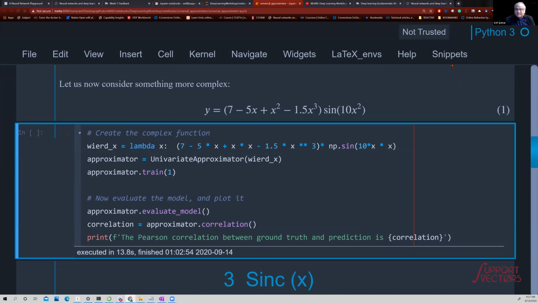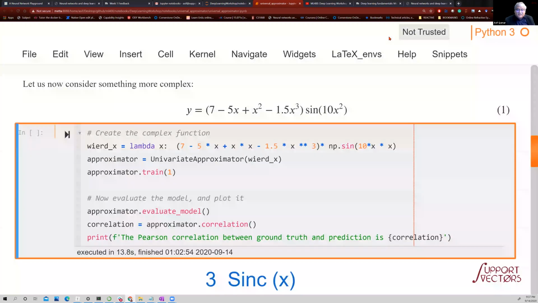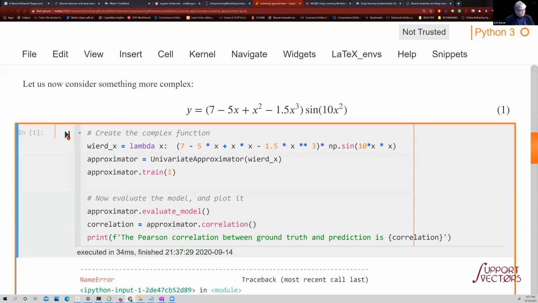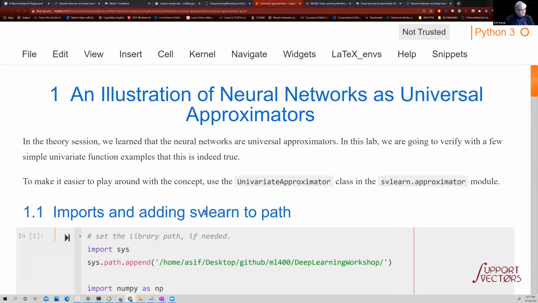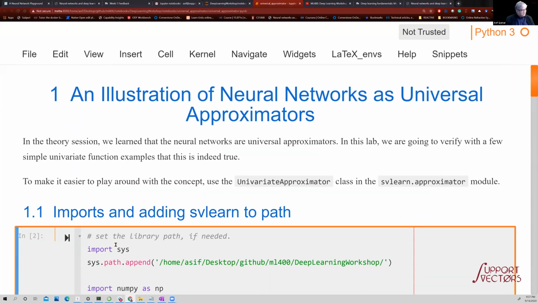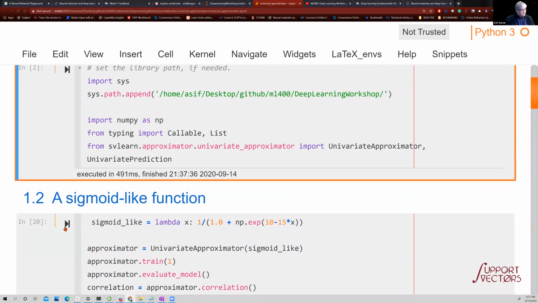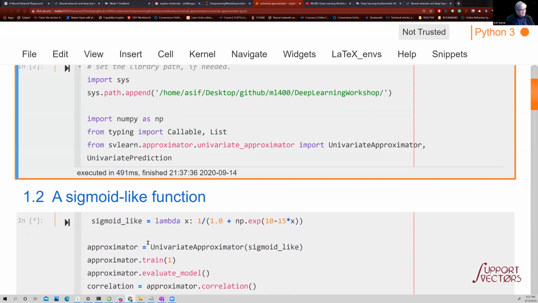In my case, why is the running part not showing up? Give me a second. I don't know what just happened. Okay, for some reason, it has gone into a read-only mode. Oh, it was hiding here. Okay. I have to run it from the beginning. Then, let's see, it is running.